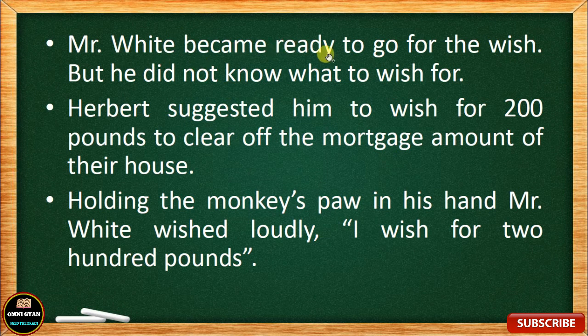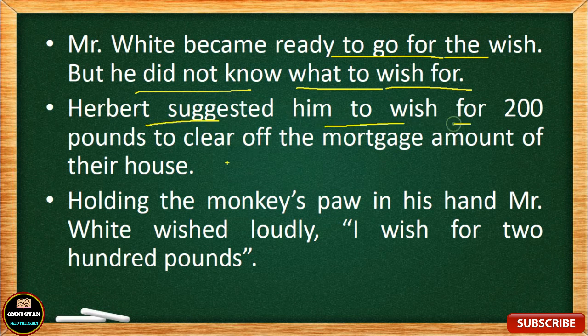So Mr. White became ready to go for the wish, not that wish, not to be an emperor, but Mr. White became ready that okay, let's go for one wish. But he did not know what to wish for. उसे पता नहीं था कि क्या wish करे. So Herbert suggested him: father, why don't you wish for 200 pounds to clear off the mortgage amount of their house.